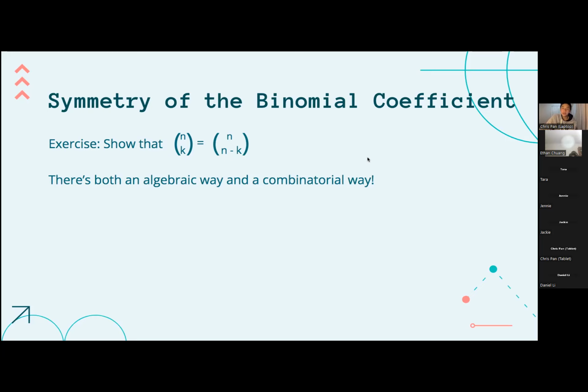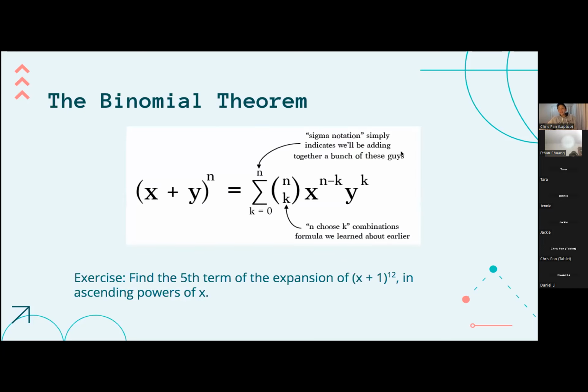So that one was definitely very useful, right? Just something to keep in mind, something to remember when you're dealing with binomial coefficients. And the next thing we're going to be looking at is maybe the binomial theorem. Maybe you've heard of it.